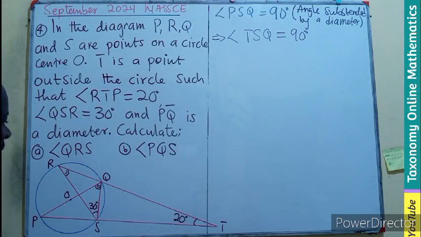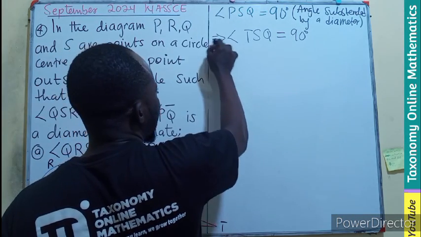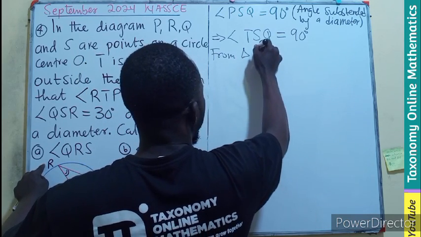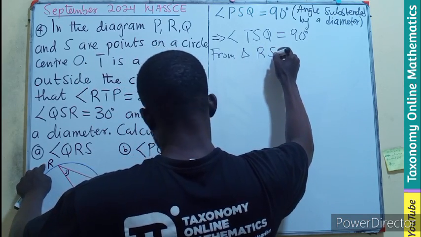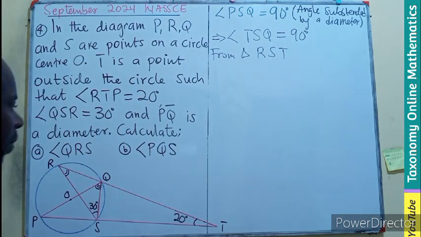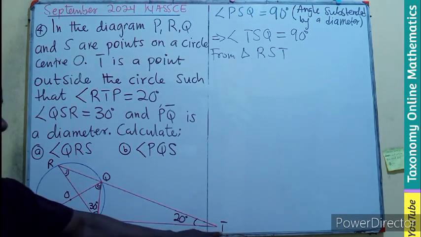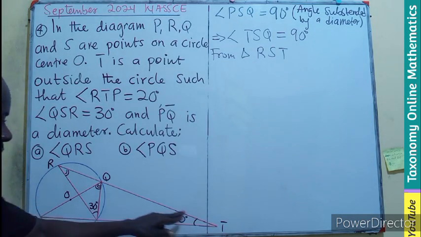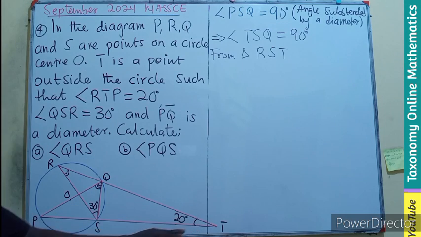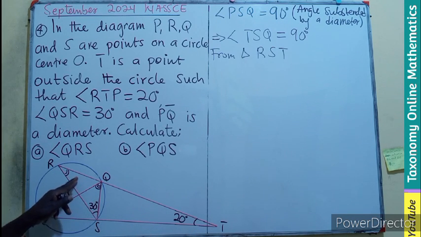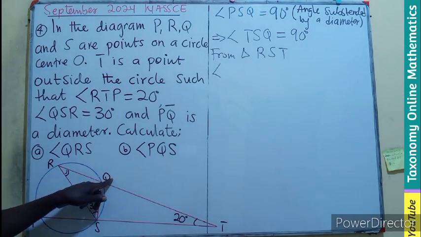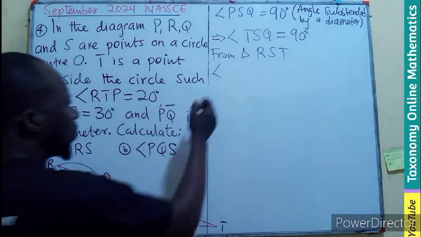Alright, so now with that, I can say that from the triangle, let's begin from RST. RST is a triangle, right? A line from R, S, T all the way to R is forming a triangle. So I'll be adding the very angle I am asked to find, where is it? Q, R, S.